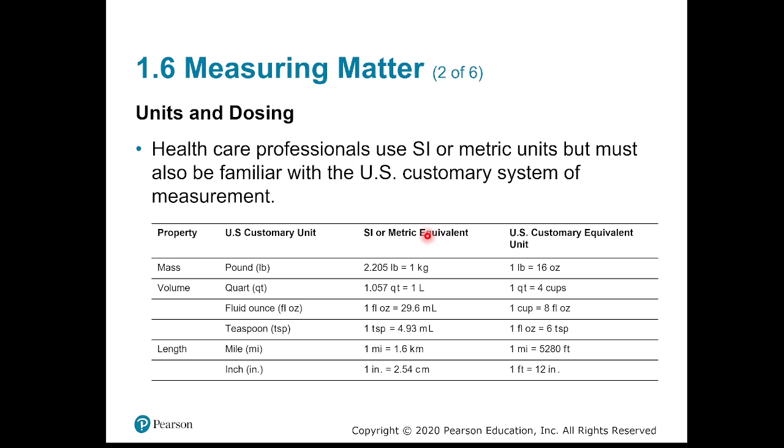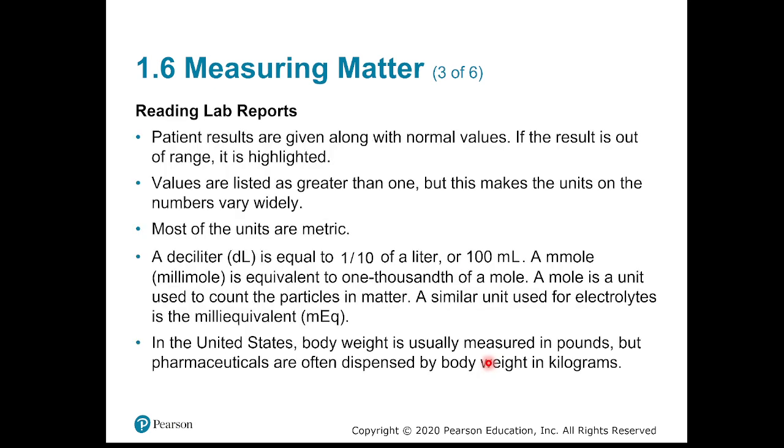So these are some different ones: U.S. customary unit, the SI or metric equivalent, and U.S. customary equivalent unit. This is actually the conversion factors that go back and forth from the U.S. units to the SI or metric units. So when you read your lab reports, you will typically see these in a deciliter. And again, deciliter, deci, meaning decimal or decimate, 1/10, right, of a liter. Okay. And so that's actually the same thing as 100 milliliters as well.